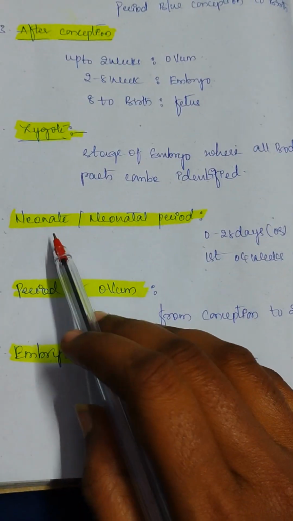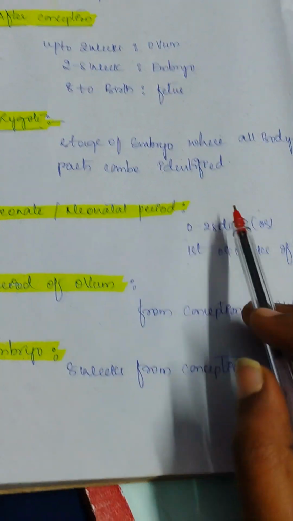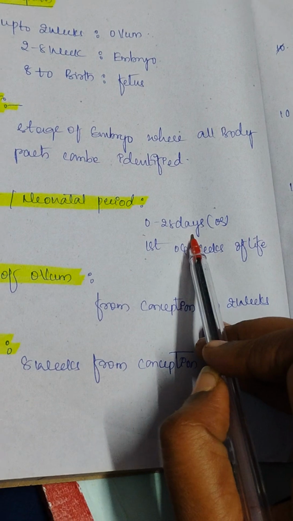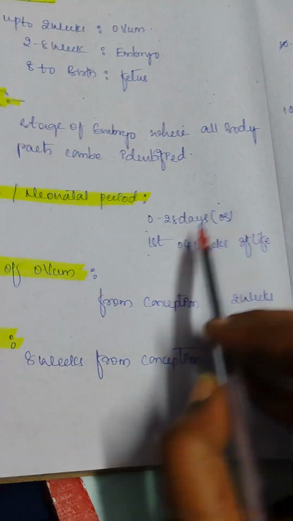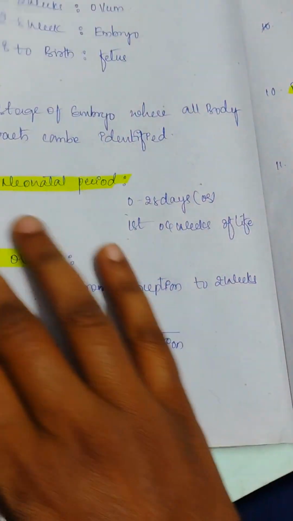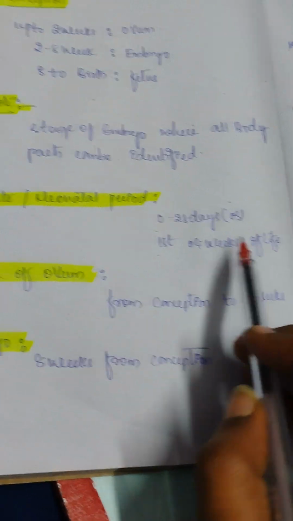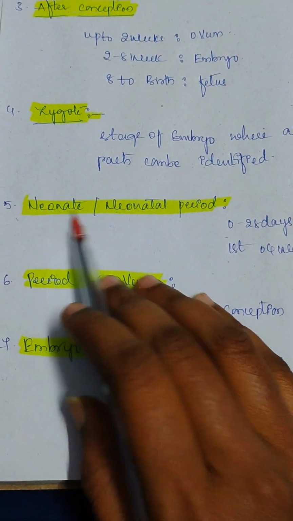The next one here. When we say neonate, it means birth to 28 days, or the first 4 weeks of life. First 4 weeks of life is called neonate.